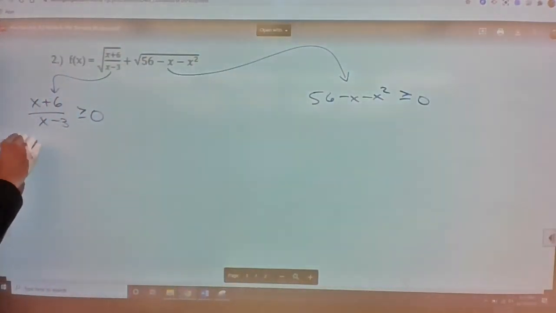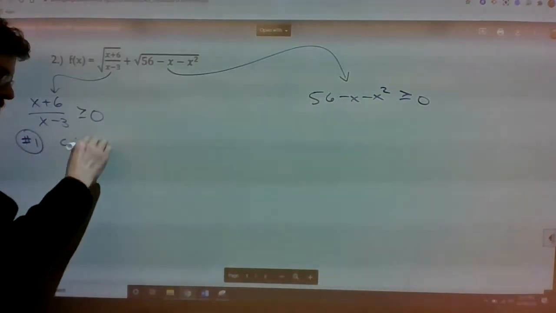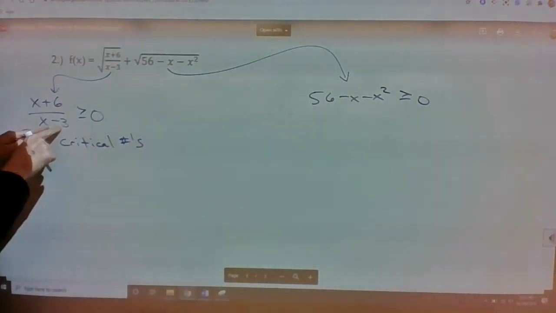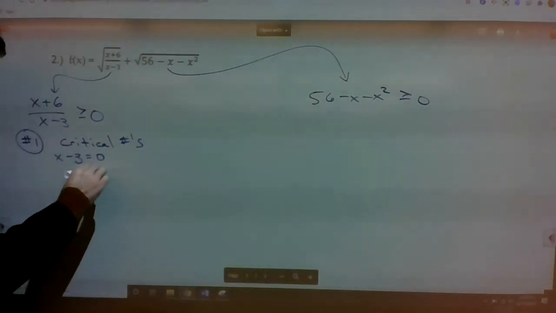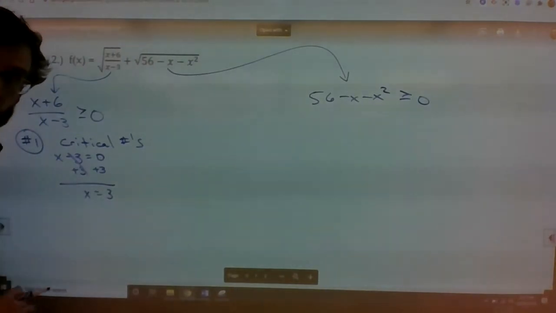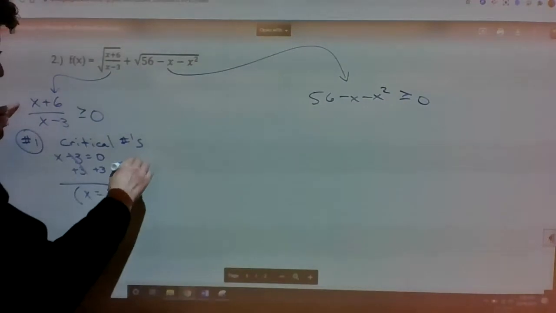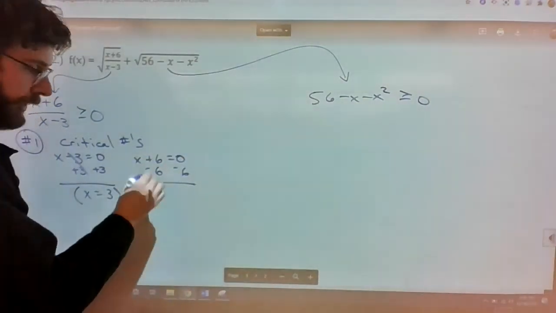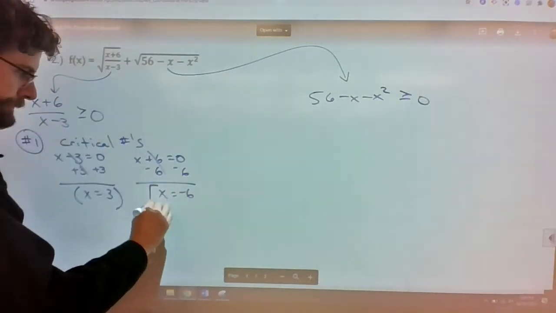So step 1, find your critical numbers. So your critical points or critical numbers. The bottom is going to be 3. Again, these would be DCNs or domain critical numbers. The top equals 0 is going to be a 0 critical number, so I'm going to put that in brackets because of the equal to.